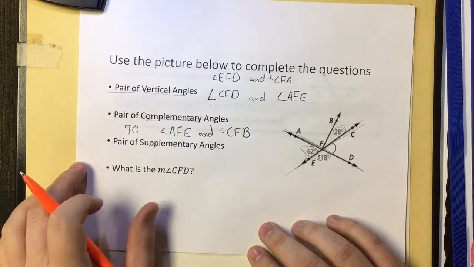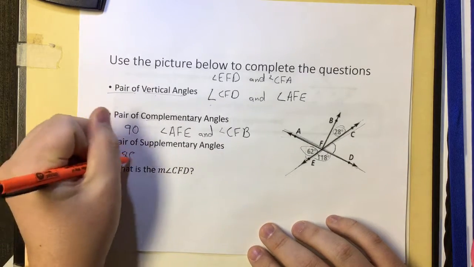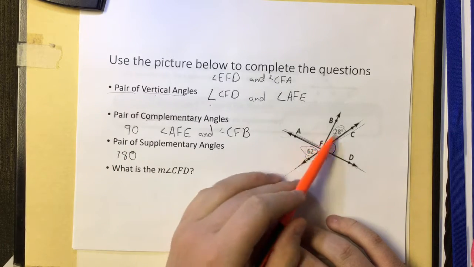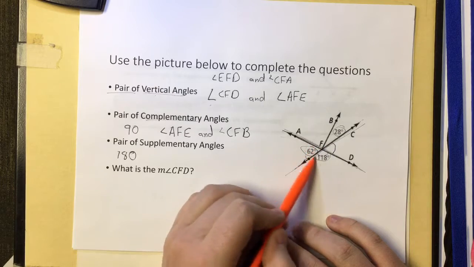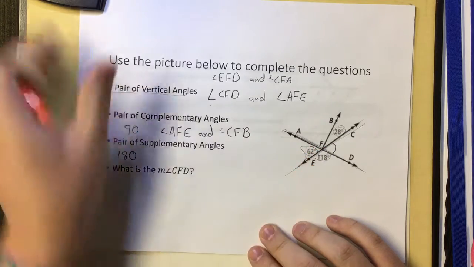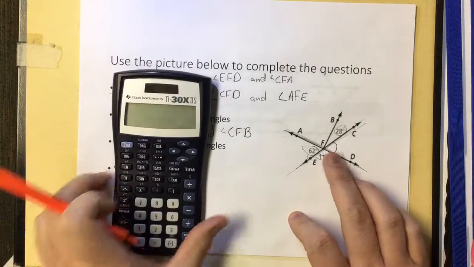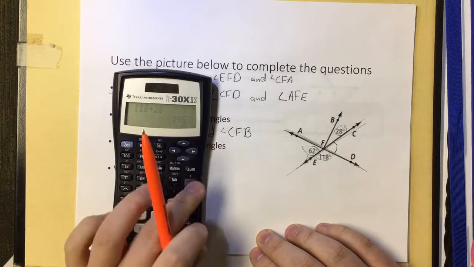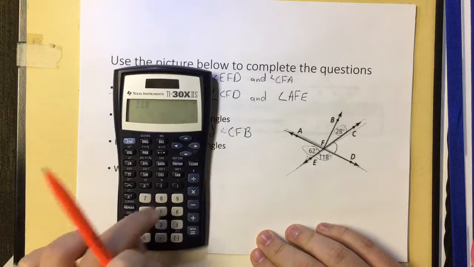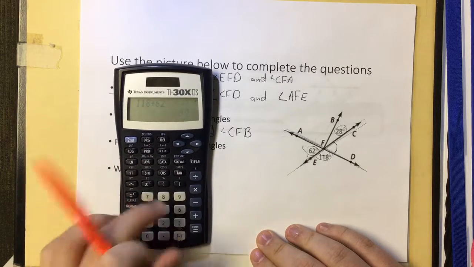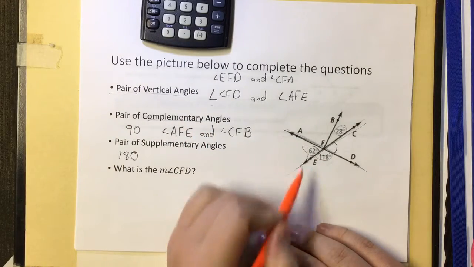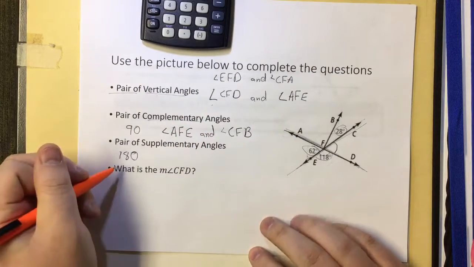Next, it asks for a pair of supplementary. Supplementary means they need to add up to 180. All right, so I already know that these two added up to 90, so it can't be those again. This is a nice big angle, so I'm going to add that up. So let's try 118 plus 28. 118 plus 28, not 180, so I don't like that. Let's try 118 plus 62. There we go, 180. So the 118 and 62 work out.